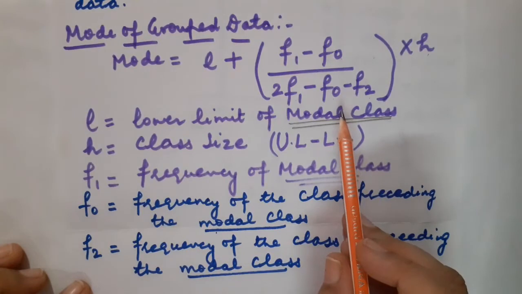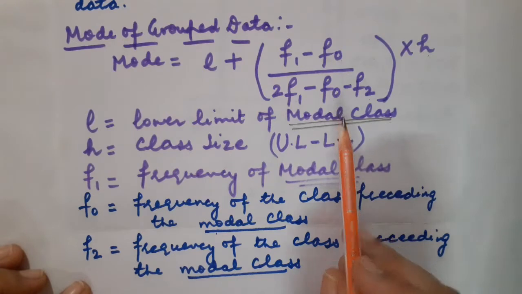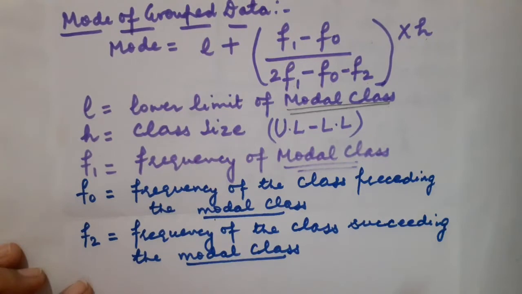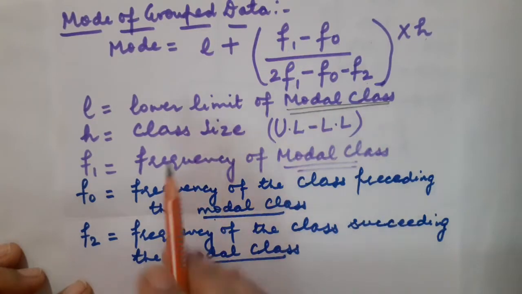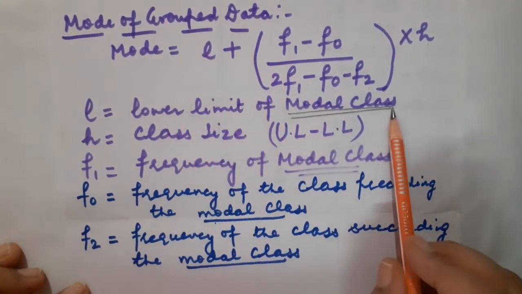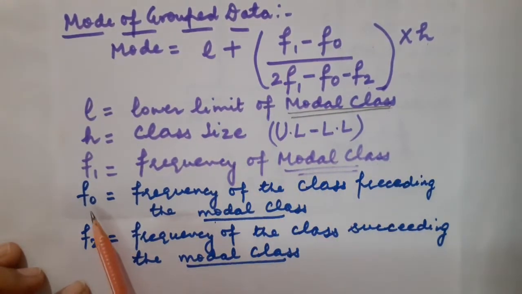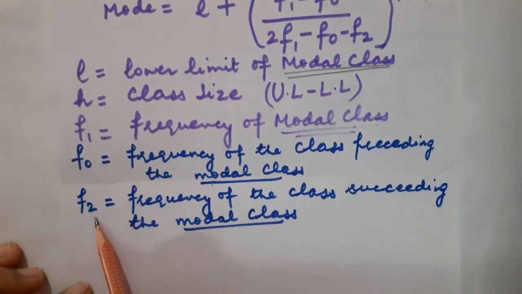For calculating mode, first of all, we have to choose the model class. You know, we have to observe the frequency, the data which is having the highest frequency, that complete class will be selected as the model class, correct? So L is the lower limit of model class here. F1 is the frequency of model class. F0 is the frequency of the class which is preceding the model class, means which is coming before the model class. And F2 is the frequency of the class which is succeeding the model class, correct?